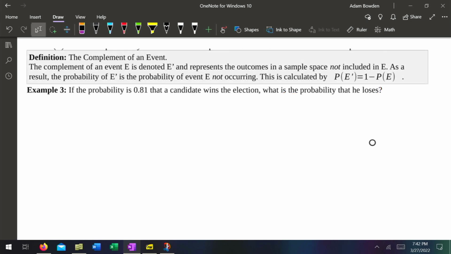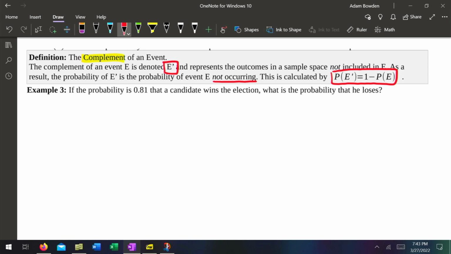The next thing to discuss is something called the complement of an event. The complement of an event, which is denoted with this notation here, let's say the event is E, they put a little apostrophe up above the E to represent the outcomes in the sample space that are not included in event E. As a result, the probability of E complement is the probability of E not occurring. And this is calculated by the probability of the complement of E is equal to 1 minus the probability of E.